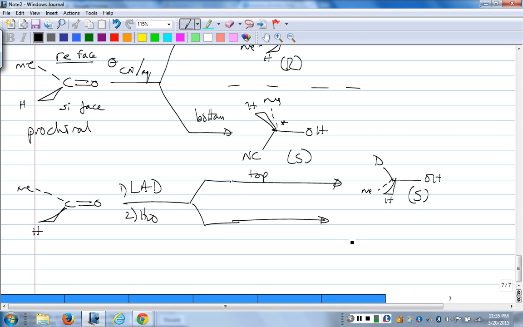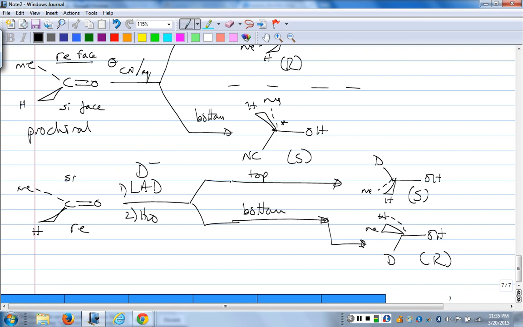And similarly, if I attack from the bottom, what I would get would be this compound: D, OH, H, and methyl. This is clearly the R compound. So the top face here is the Si face. The bottom face is the Re face. Same face as in the top case, right? Same face, but different reagent. This is delivering D minus.